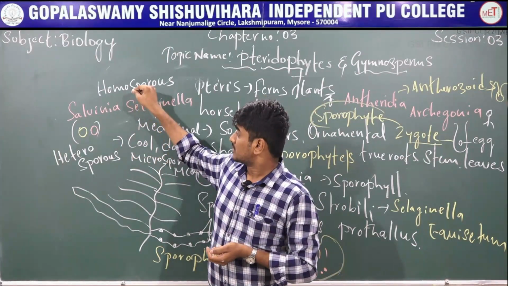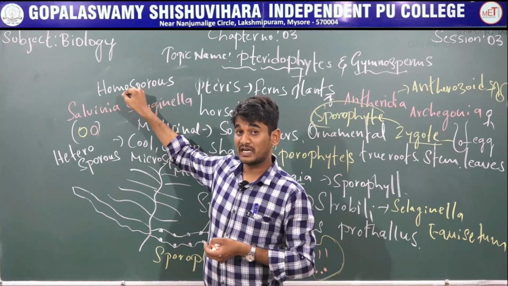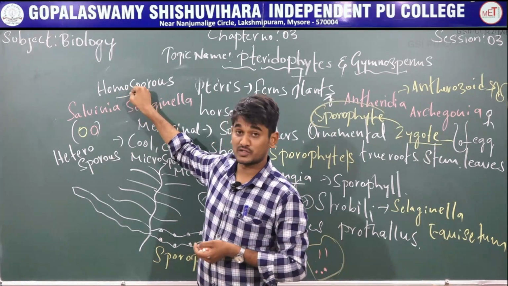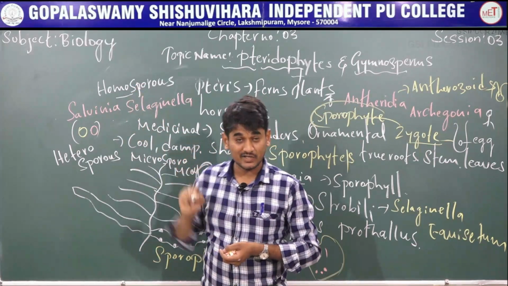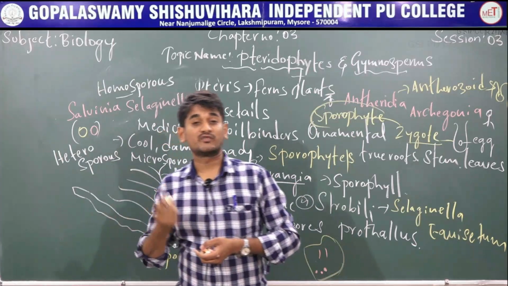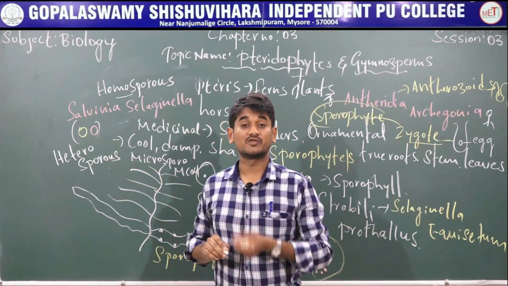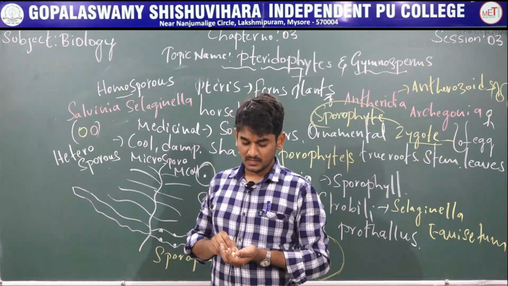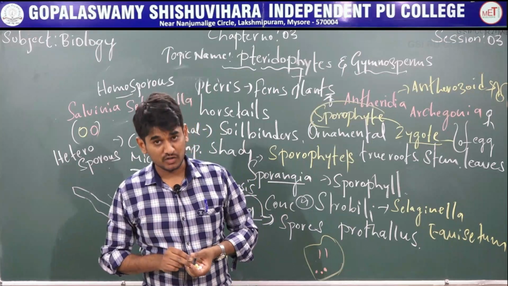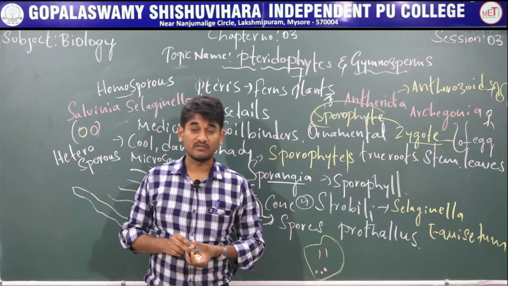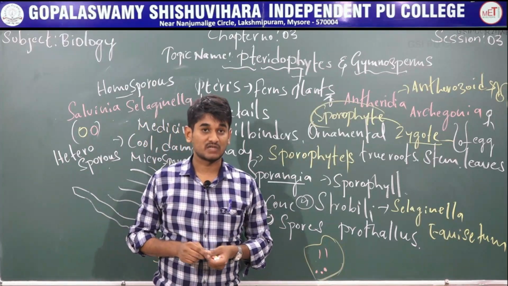In the majority of the pteridophytes, all the spores are of similar kind. Such plants are called homosporous. Homo means the same. But some genera like Salvinia and Selaginella produce two different kinds of spores. This is called heterosporous, which means different. Both megaspore and microspore germinate to give male and female gametophyte respectively.